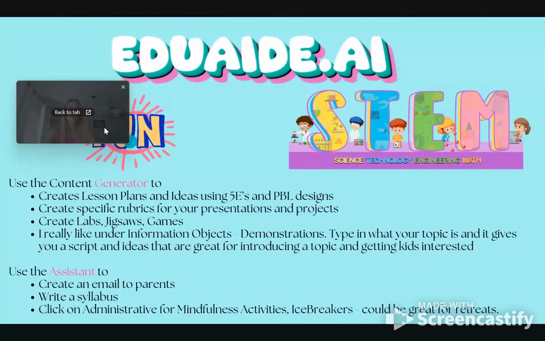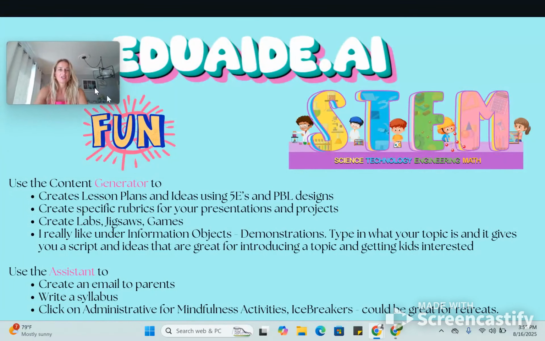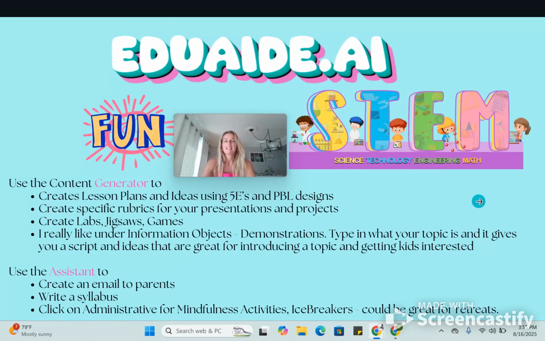So one of my favorites is Eduade.ai, and I find that this site is really great for trying to have some more fun in your classroom and also trying to create more STEM-centered lessons. So things like the 5 E's and project-based learning designs, it has those things built right in. It does rubrics just like every educational AI site you're gonna see, like great rubrics, you'll find one that you like. I like the science end of this.